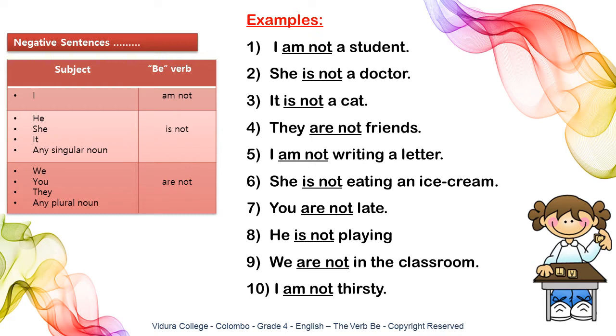Here are some examples I have written down using this table. I am not a student. She is not a doctor. It is not a cat. They are not friends. I am not writing a letter. She is not eating an ice cream. You are not late. He is not playing. We are not in the classroom. I am not thirsty. So like this, you can make negative sentences.